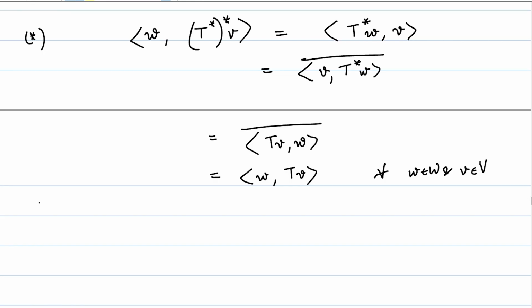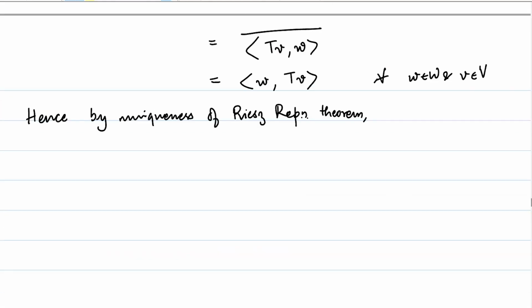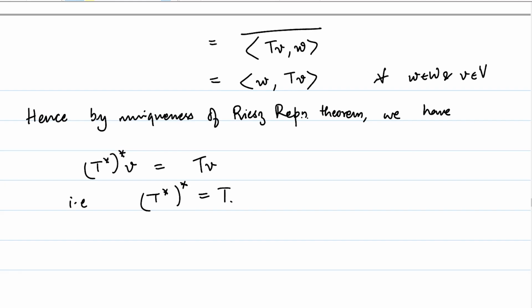So therefore, what can we conclude? Hence, by the uniqueness of the Riesz representation theorem, we have T star star of V is equal to TV, i.e. T star star is equal to T. So that's something nice.